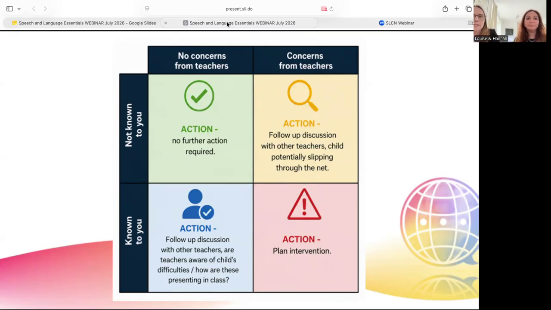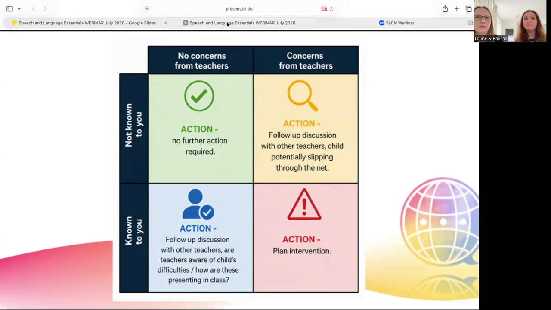Yellow, top right. Teachers are concerned, but the child is not known to you. This is where the potential zone for a child slipping through the net comes. It's time to talk to other teachers and parents and do more investigation. Should these children be on your radar?